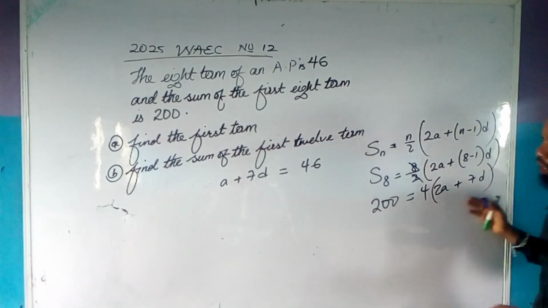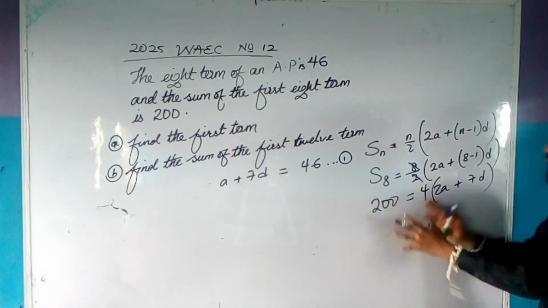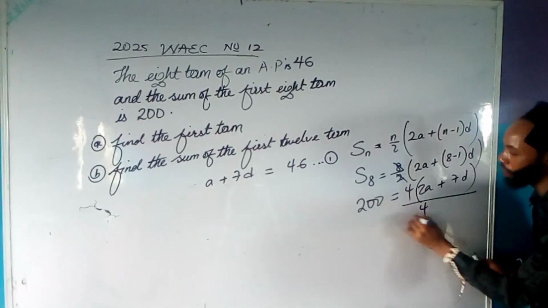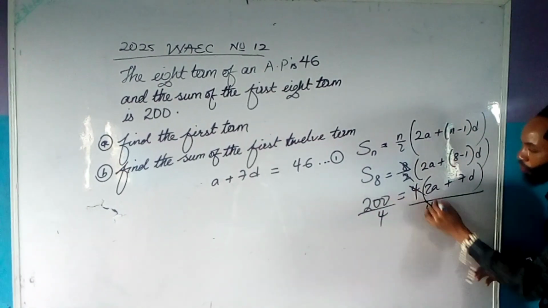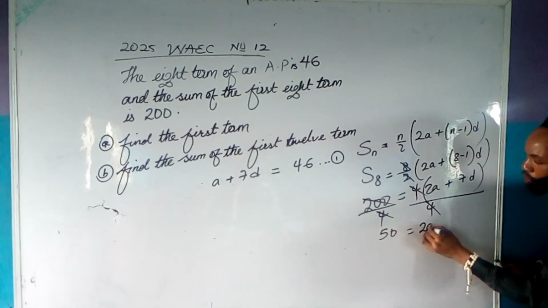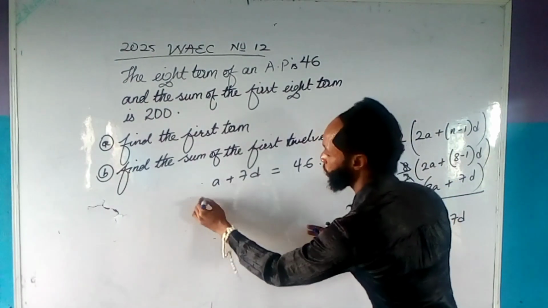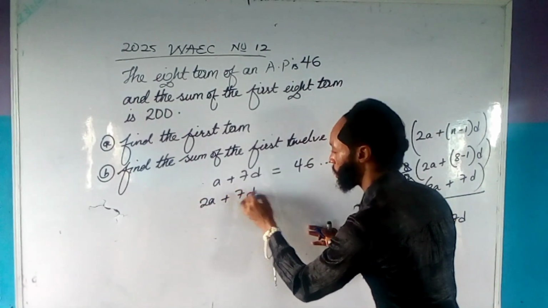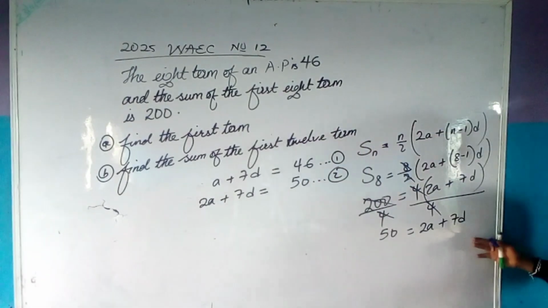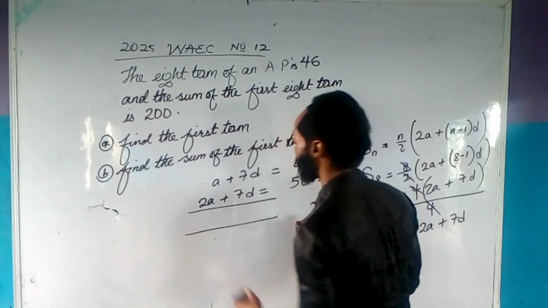Let this be equation 1. I just solved it out here using the formula. Now I would like to reduce it by dividing both sides by 4. This gives 50 equals 2a plus 7d. So we have 2a plus 7d equals 50, equation 2. Now we are going to solve using the elimination method.